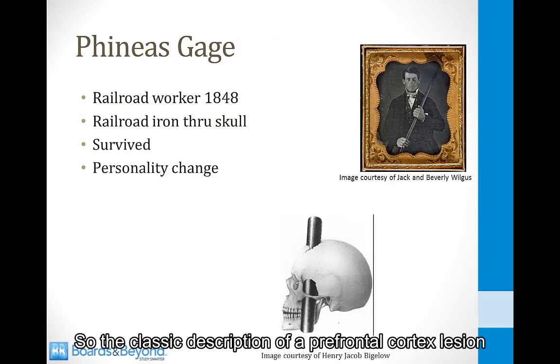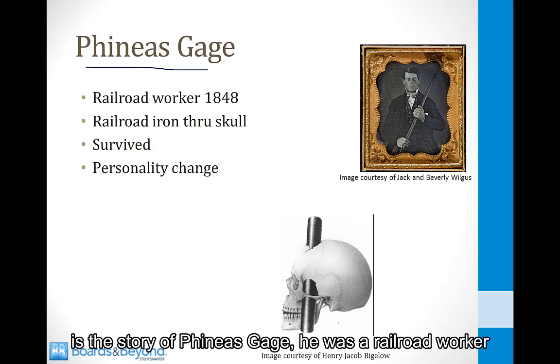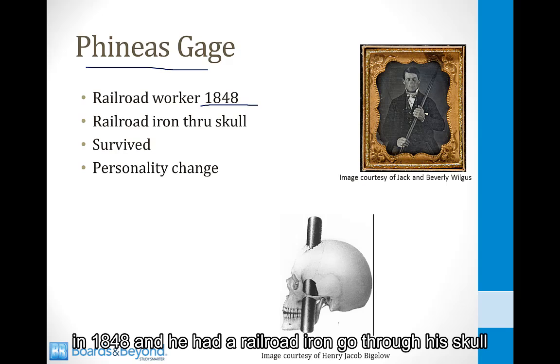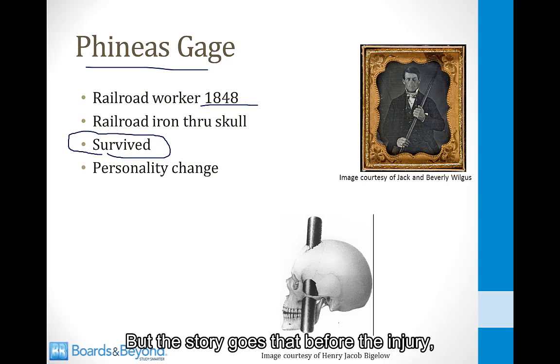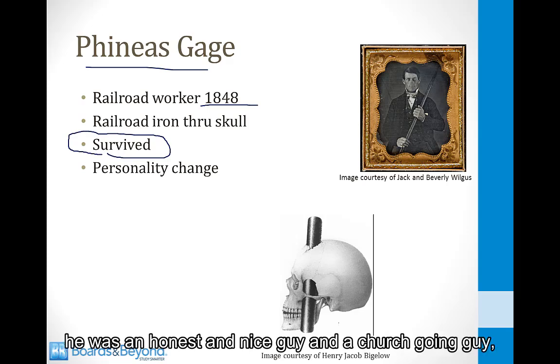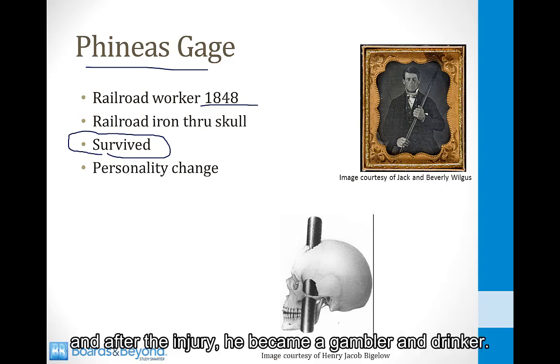So the classic description of a prefrontal cortex lesion is the story of Phineas Gage. So he was a railroad worker in 1848, and he had a railroad iron go through his skull, and he miraculously survived. But the story goes that before the injury, he was an honest and nice guy and a church-going guy, and after the injury, he became a gambler and drinker.